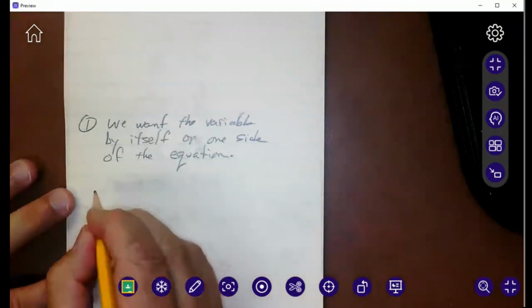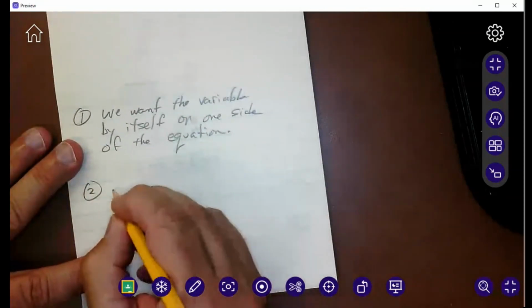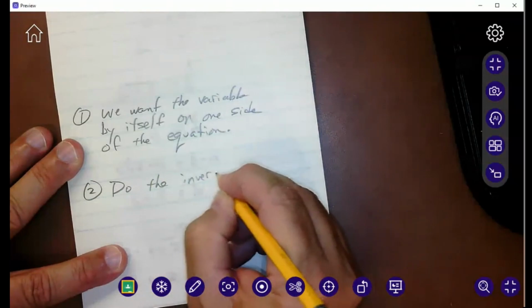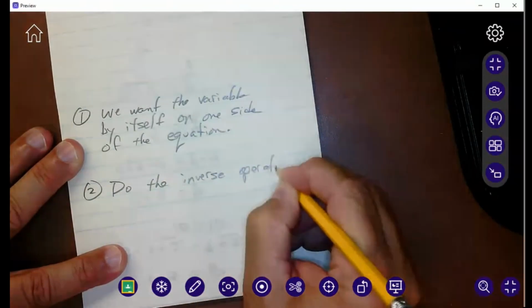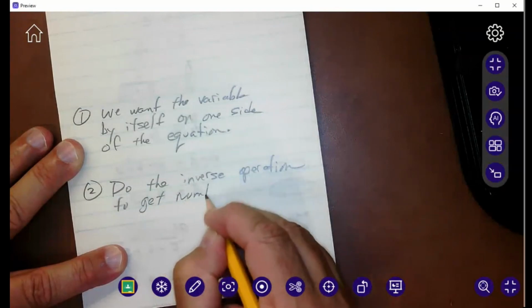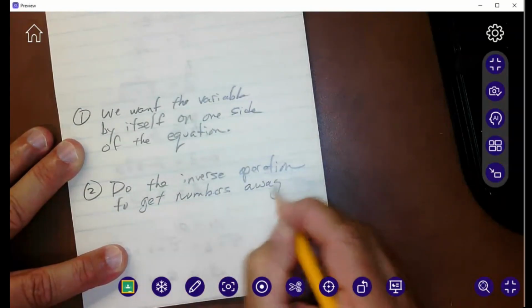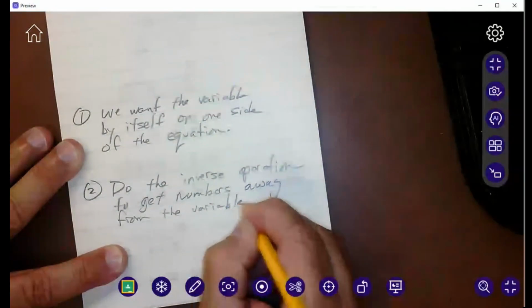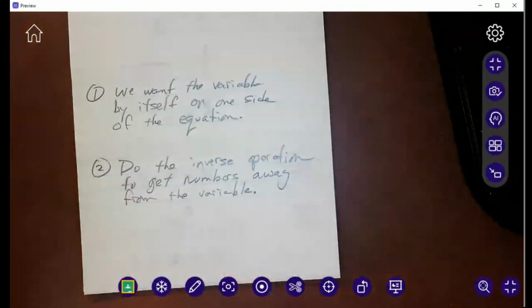That's rule number one. Rule number two is that you do the inverse operation to get numbers away from the variable. So as that guy was talking about, if things are being added, then you subtract. If things are being subtracted, then you add. If things are being multiplied, then you divide. If things are being divided, then you multiply. You do the inverse of whatever the operation is.